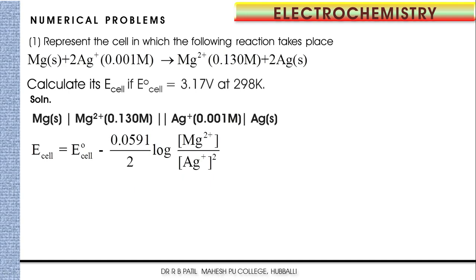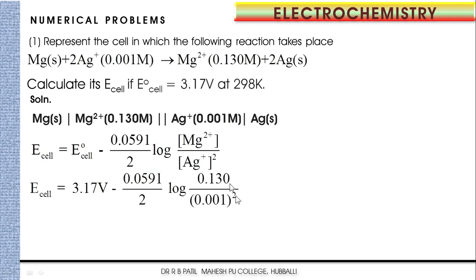Now let us substitute the respective values, students. E naught cell they have given 3.17 volt, the magnesium ion concentration 0.130 molar and the Ag plus ion concentration 0.001 molar. Let us substitute those values. Here don't forget to write square. After solving this we are going to get 3.17 minus 0.021 volt. When I subtract I am going to get 2.96 volt. That is the final answer here.